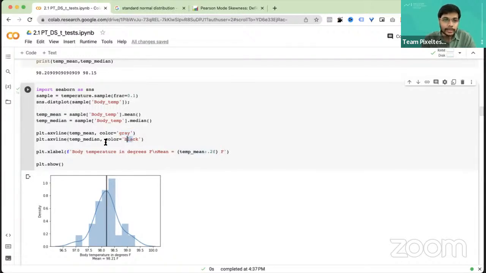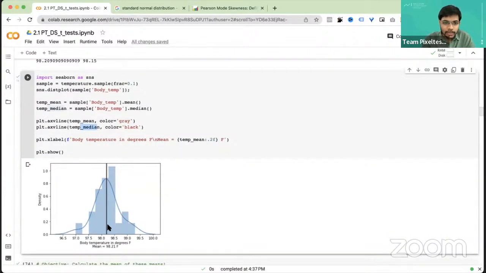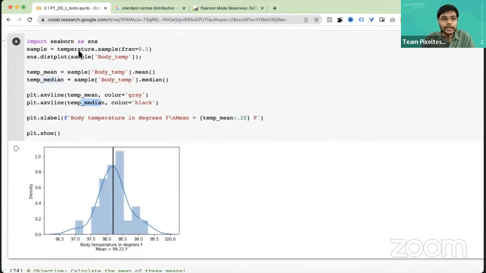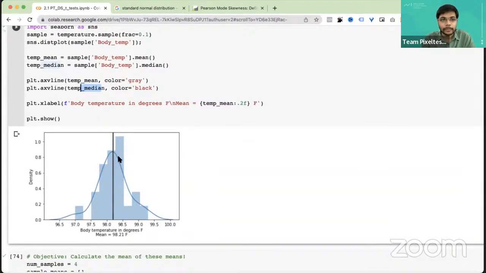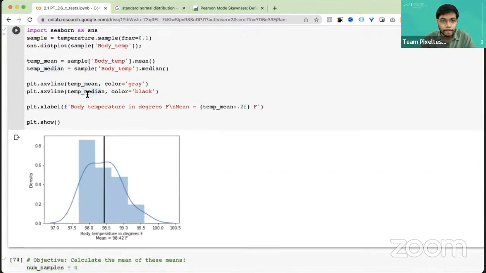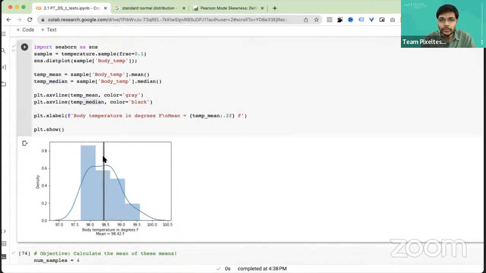and in black temp_median, right? Just because they are a little closer to each other, you might not be able to see the difference here. But what we are trying to do is plot the vertical line over this, right? So when I'm running again, you can see that there are two lines here. One is a gray line, one is a black line, right? So which is mean and median, right?